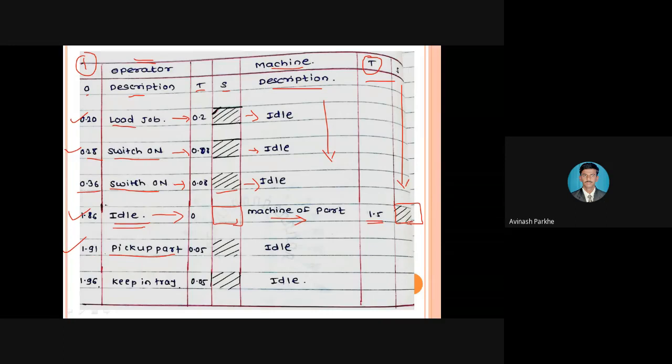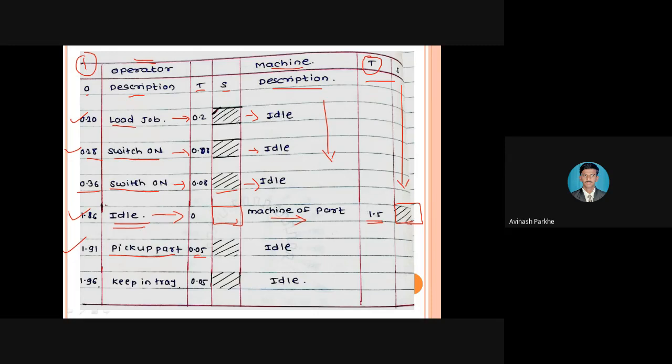Then the operator's work will start, pick up the parts. Means whatever job is held in that particular fixture, that job we have to remove, and for removing that particular job, whether the machine is working? No. For that purpose, the operator is required. So how much amount of time is required? 0.05, because to remove that particular job, only 0.05 minutes are required.